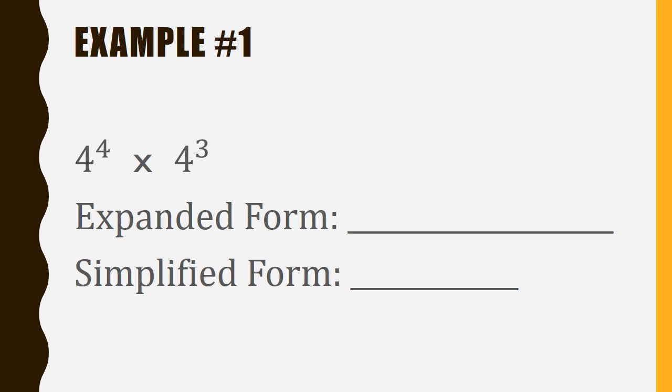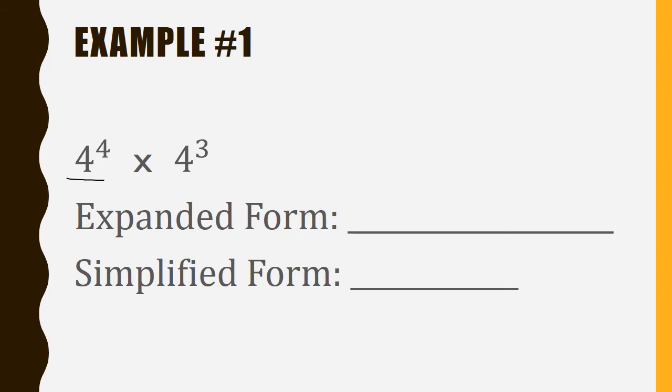So let's do another one. Here we have 4 to the fourth times 4 to the third. Now, this is already an exponential expression because there's exponents, but we want to make it so there's just one base and one exponent. Because they both have the same base of 4, we can do this very easily.